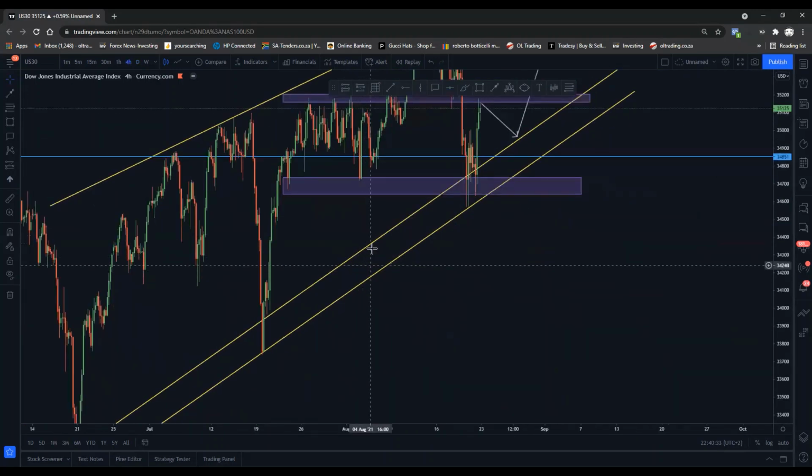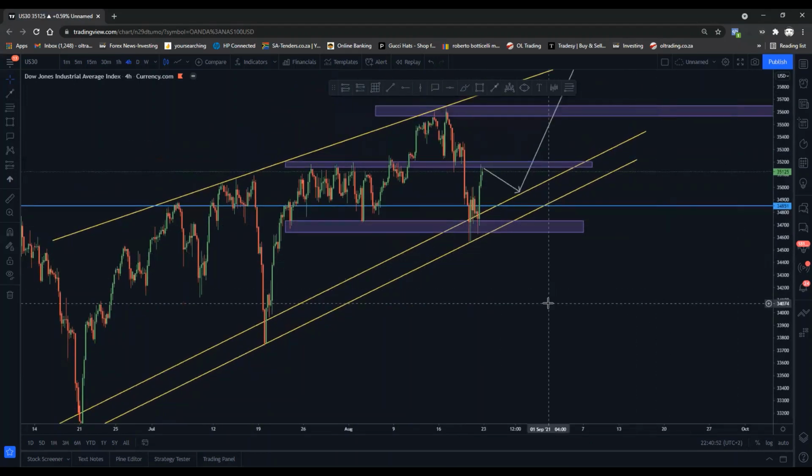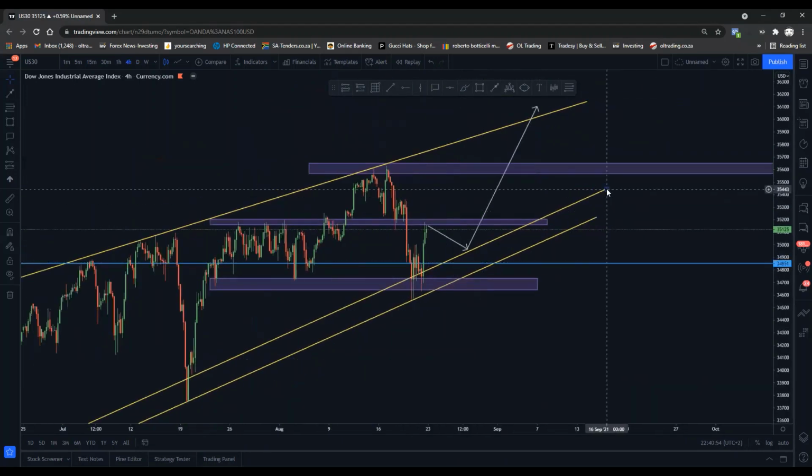The reason I like to use these double lines like a channel is because you can see here the market came, but if you use one, you would sometimes say it has broken this. You can see even here. So basically this is a zone, you understand? It's a zone and also acts as a support as well.